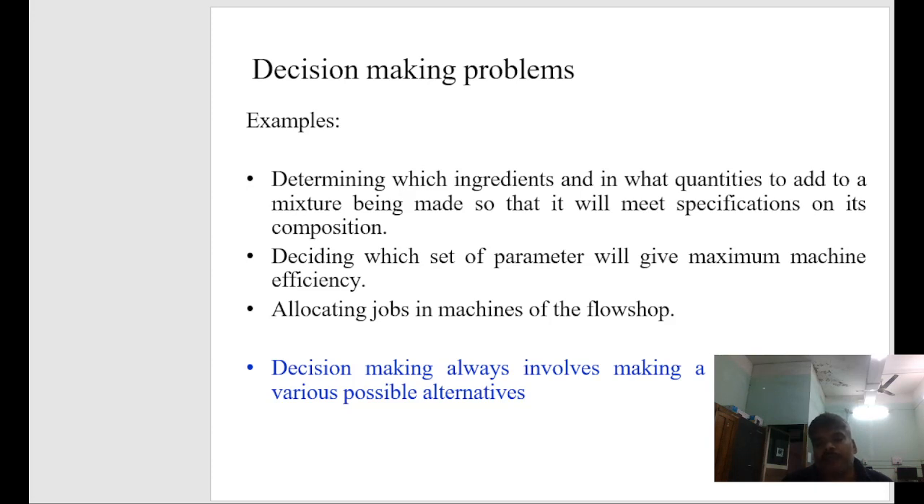Decision making always involves making a choice between various possible alternatives. Suppose your objective is to achieve maximum profit or minimum cost, and there is a constraint: raw material having some constraint and other things having constraints. So by fulfilling these constraints you have to maximize your objective function.